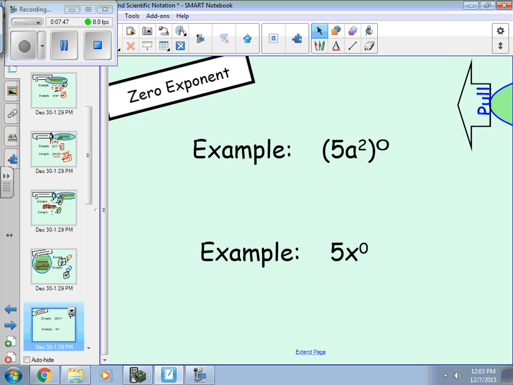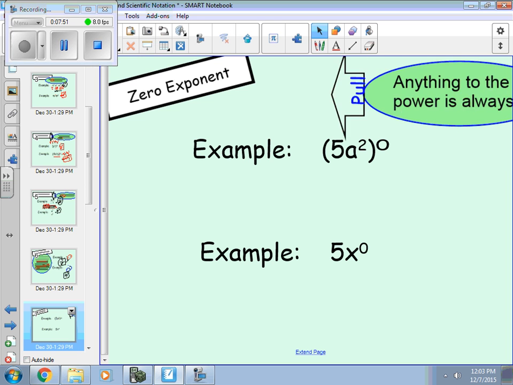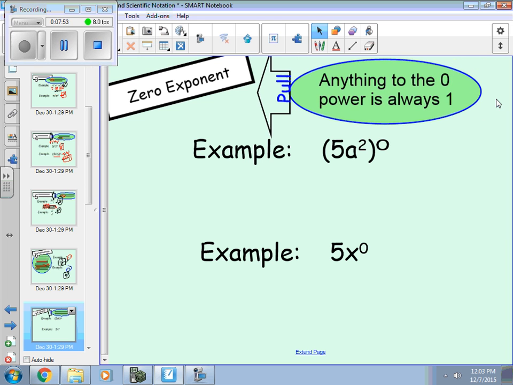Last one, anything to the 0 power. You can try this on your calculator. If you take anything to the power of 0, it's always 1. So this first one, you can see it's power of 0 out here. It doesn't matter what's in here. Answer's 1. Okay. On the second one, notice the 0 here only goes with this.